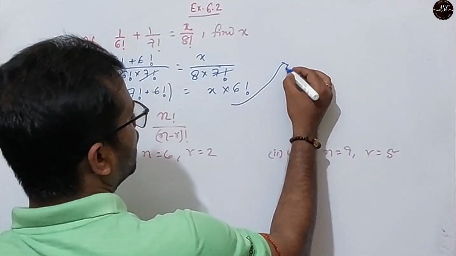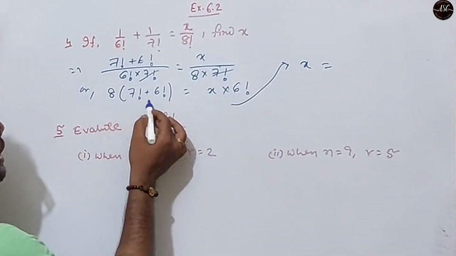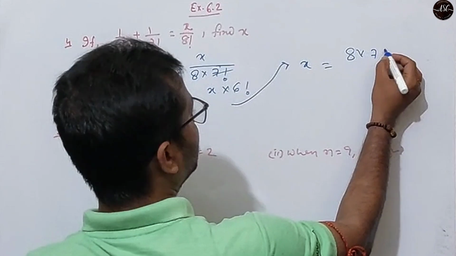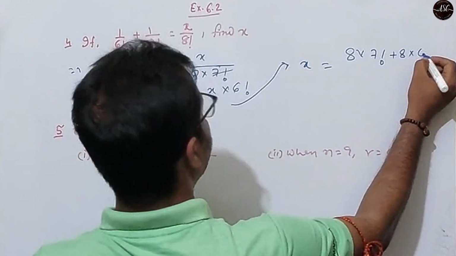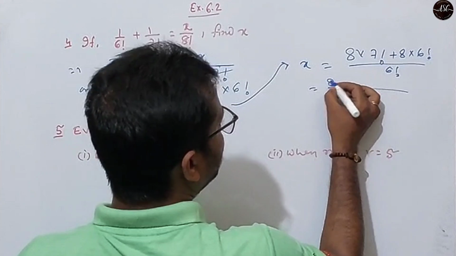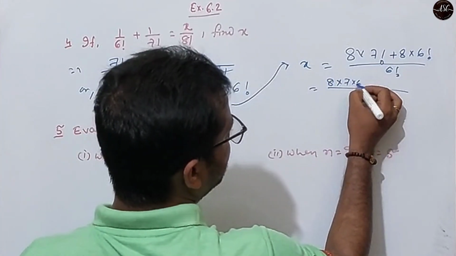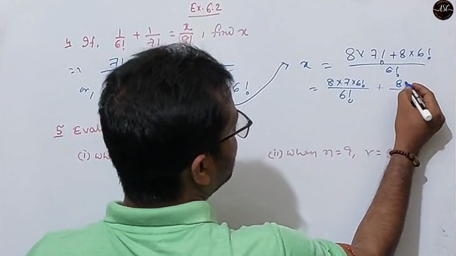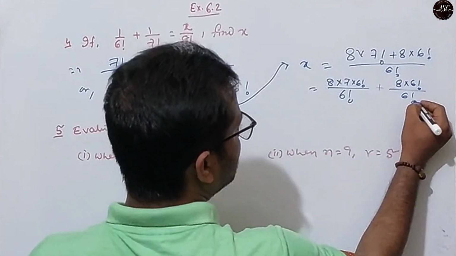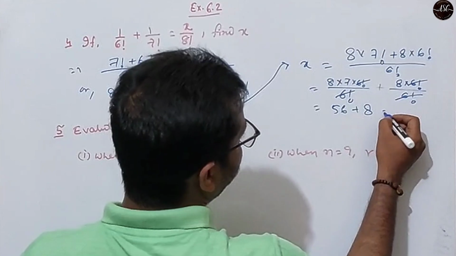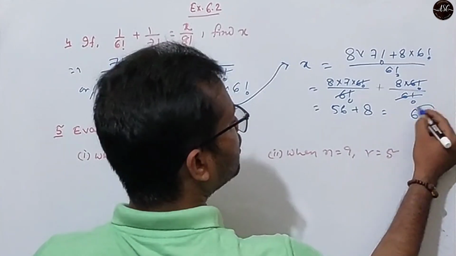So from here we can write x equal to 8 into (7 factorial plus 6 factorial) divided by 6 factorial. That is 8 into 7 factorial divided by 6 factorial plus 8 into 6 factorial divided by 6 factorial. Now 8 into 7 factorial equal to 8 into 7 into 6 factorial divided by 6 factorial plus 8 into 6 factorial divided by 6 factorial. Just cancel out 6 factorial. Here 56 plus 8, 64 will be the answer.